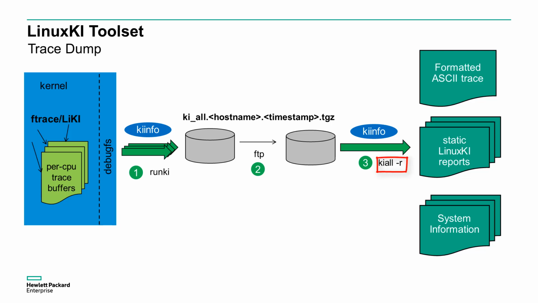The -R option uses the host name and the timestamp to create a subdirectory structure, which is useful when analyzing multiple trace dumps. The KI all script will execute the KI info program to generate a detailed ASCII trace file along with a number of LinuxKI reports, which provide a variety of statistics about the trace data. You'll get detailed analysis regarding every task that executed during the 20-second trace, along with CPU statistics, disk I/O statistics, network statistics, and much more. We'll explore these reports in a future video session.